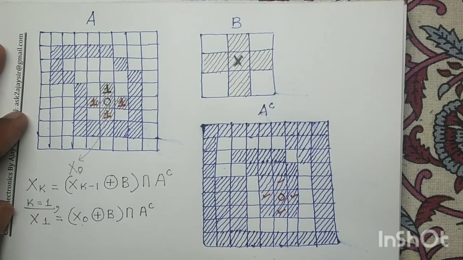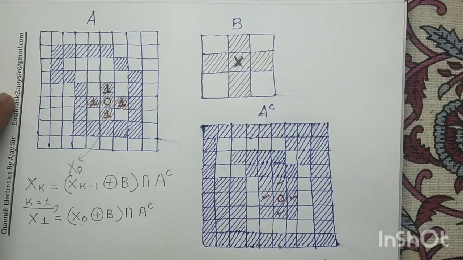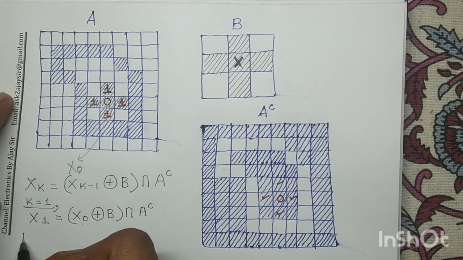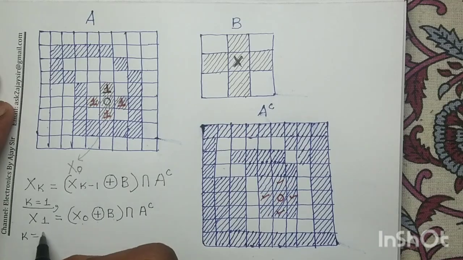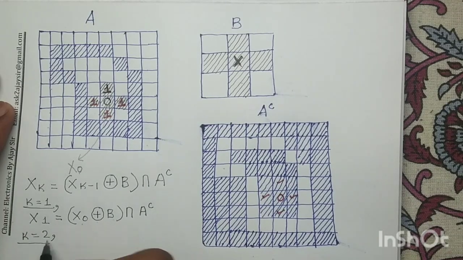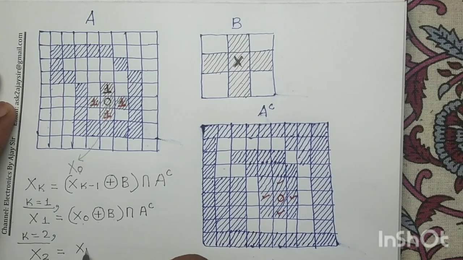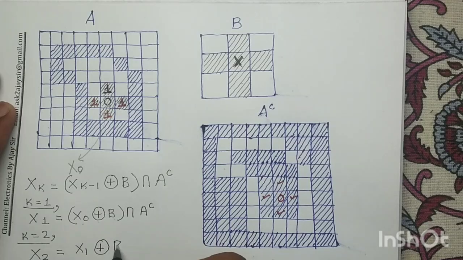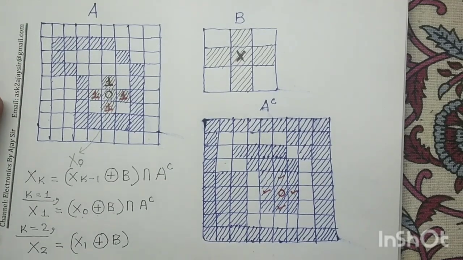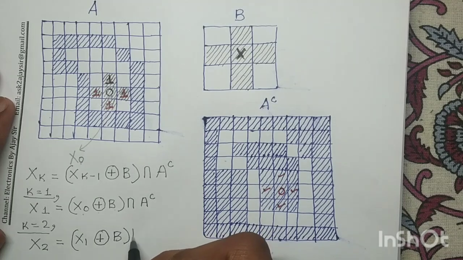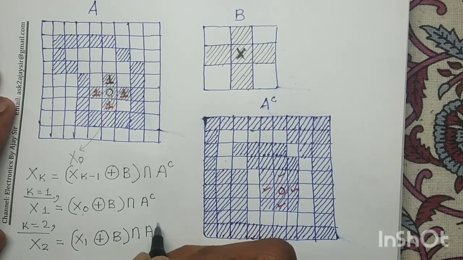After completion of the first iteration, next we will go for our second iteration. For the second iteration, in this equation, we will substitute k equals 2. So if you substitute k equals 2, the equation becomes x2 equals x1 dilation with the structuring element B intersection with A complement.